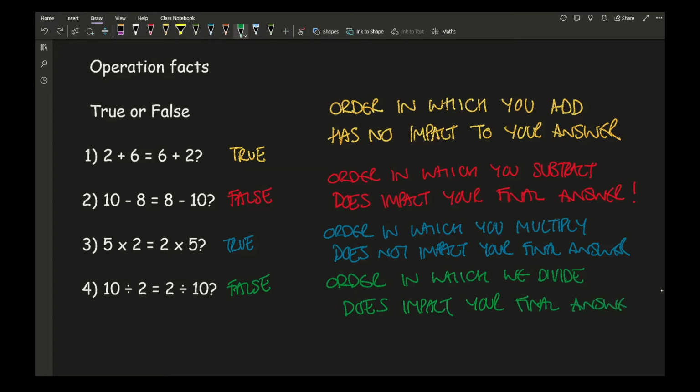So that's a key thing whenever you're doing basic general arithmetic, is just being aware that when you add, the order doesn't matter, but when you divide or when you subtract, the order does matter.